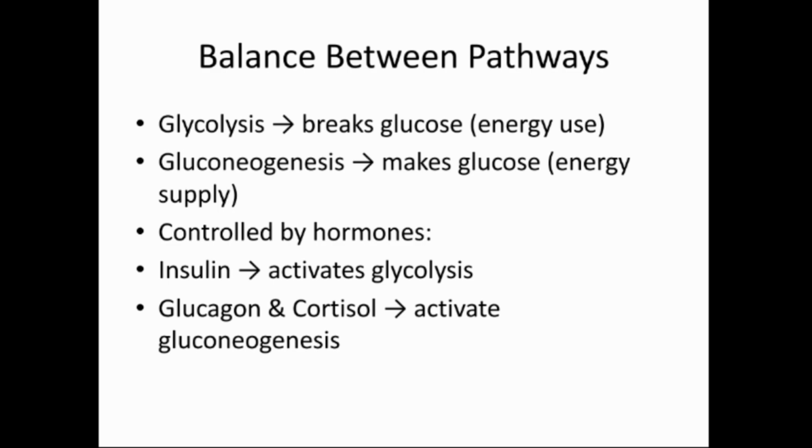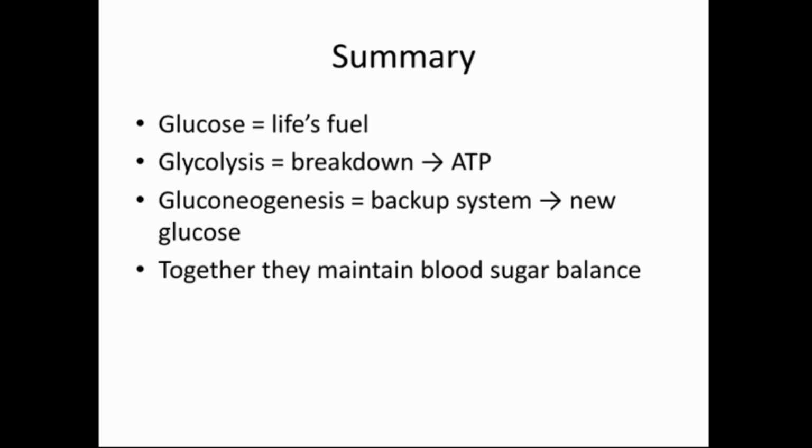Glycolysis breaks glucose, which means energy is produced. Gluconeogenesis makes glucose, which means energy is used. They are controlled by hormones like insulin. Glycolysis is controlled by insulin, and glucagon and cortisol activate gluconeogenesis.